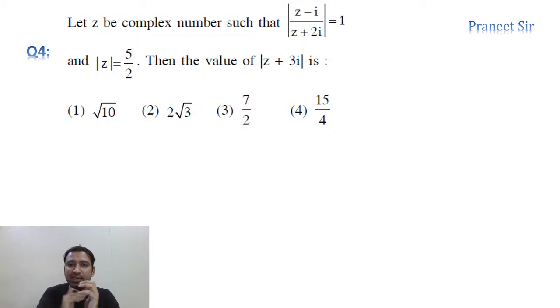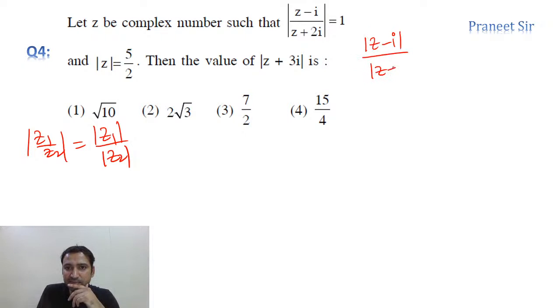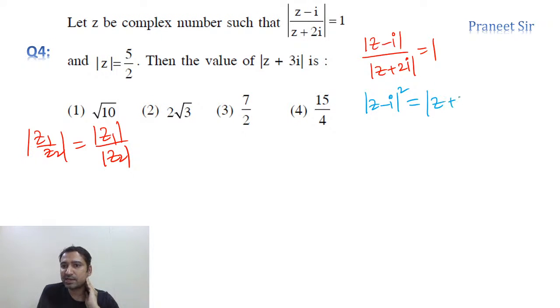Okay. So can I write mod z1 by z2 as mod z1 by mod z2? Do we have this property? Mod z1 by z2 is equal to mod z1 by mod z2. By using that, can I write it as mod z minus i by mod z plus 2i is equal to 1? Can we cross multiply and square it, guys? Can we cross multiply? That is, mod z minus i whole square is equal to mod z plus 2i whole square.